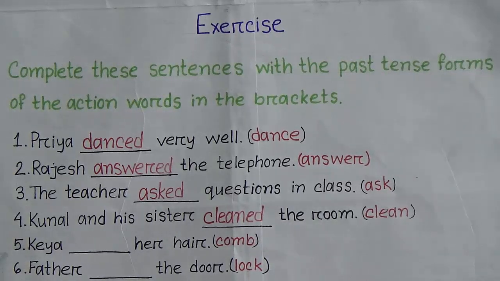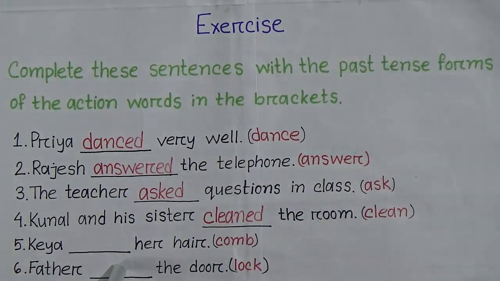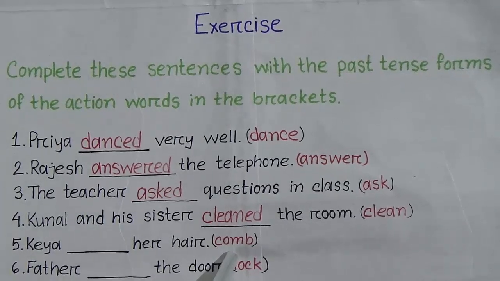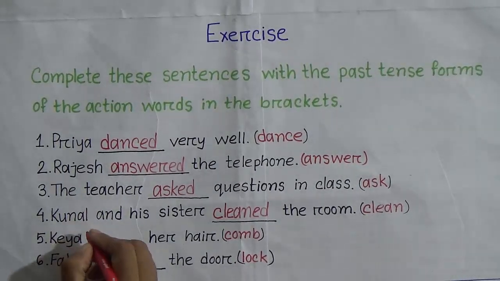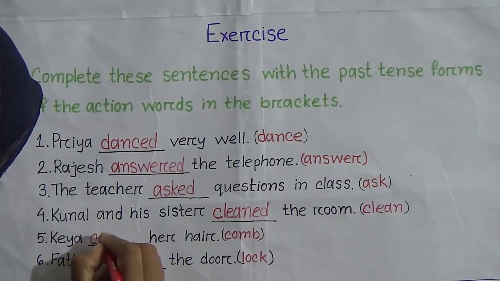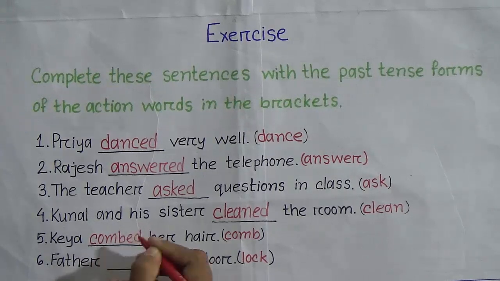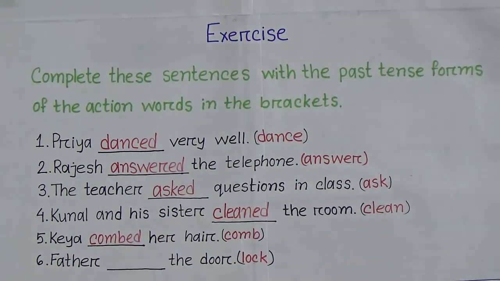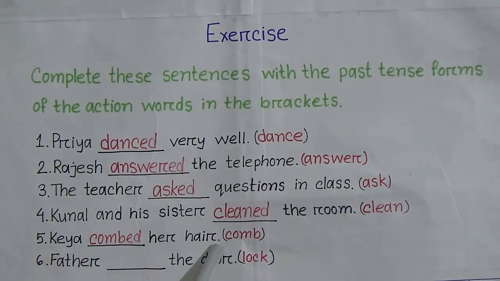Now come to number 5. Kea dash her hair. In the bracket the word is comb. The past form of the word comb is combed. You have to add ed at the end of the word. The spelling will be C-O-M-B-E-D. Combed. The sentence will be Kea combed her hair.